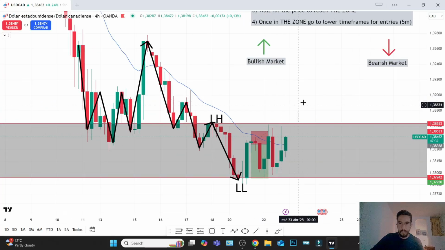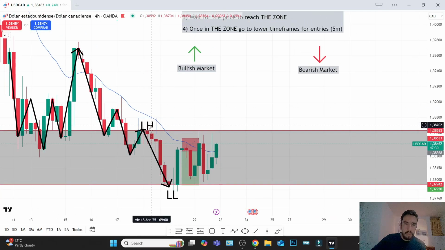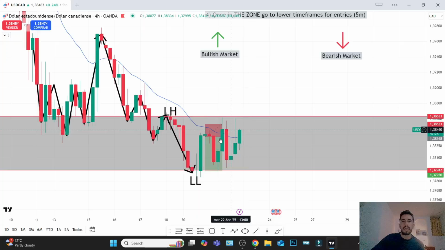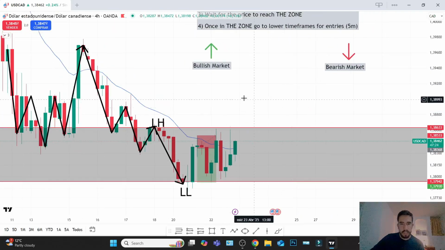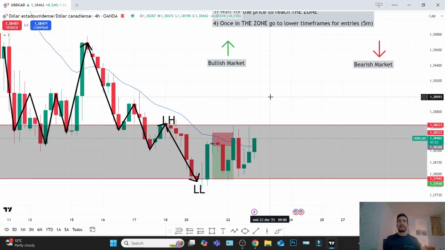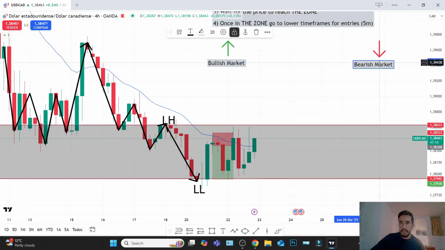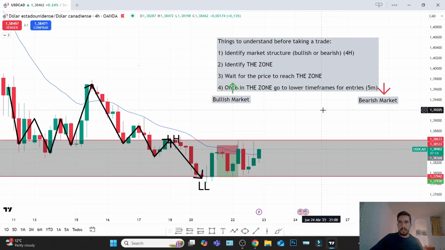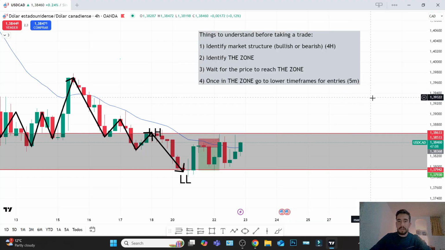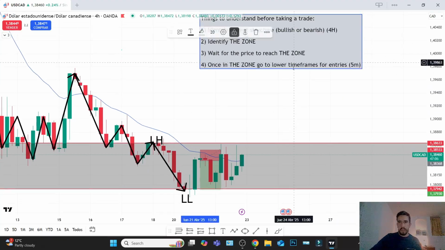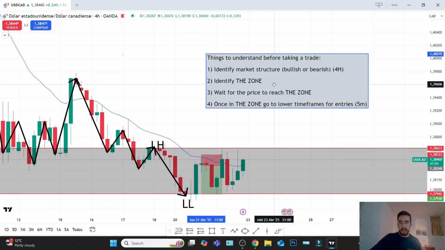So for example, I have the lower high and lower low here, so clearly it's a bearish market, because it's going down. So what kind of trade am I looking for? I'm looking for selling only. So as you can see here, I put some steps here of how to identify, what to identify before taking a trade.